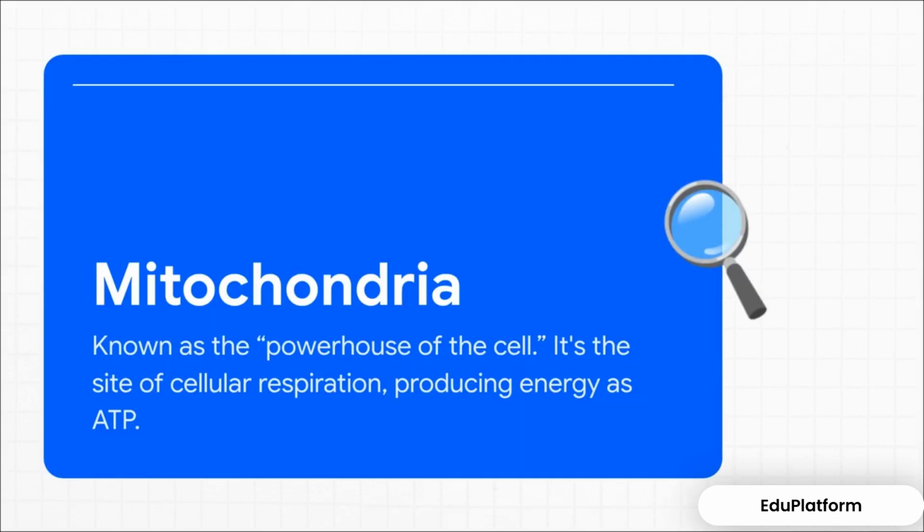So inside these little power plants, a process called cellular respiration is going on all the time. They're basically taking in food and converting it into pure, usable energy called ATP. You can think of ATP as the cell's version of cash. It's the energy currency that pays for literally every single job that needs to get done in the city.